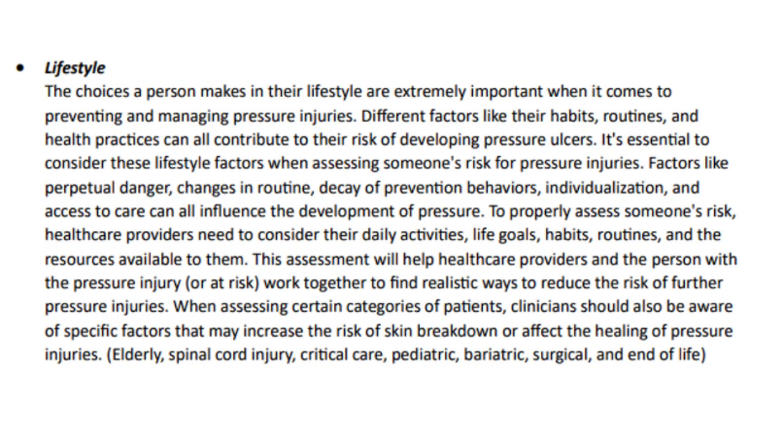And then we're going to have a look at the person's lifestyle. The choices a person makes in their lifestyle is very important when it comes to preventing and managing pressure injury. Different factors like their habits, routines, health practices can all contribute to the risk of developing a pressure ulcer. So that's why it's really important to consider these lifestyle factors when assessing someone's risk for pressure injury. We also want to look at any comorbidities, disabilities, and mobile impairment.